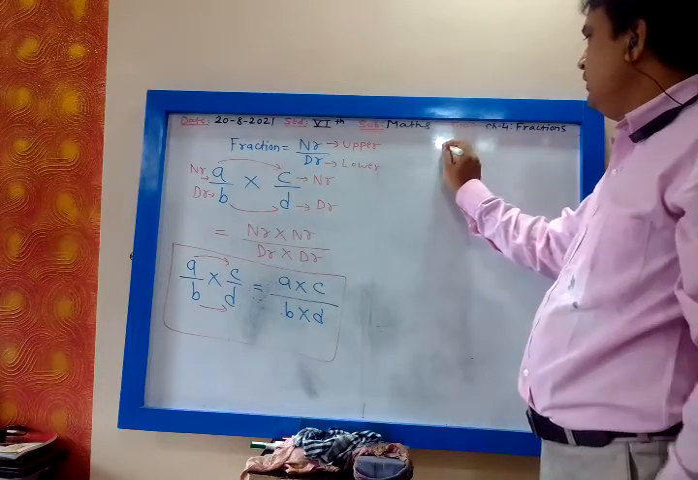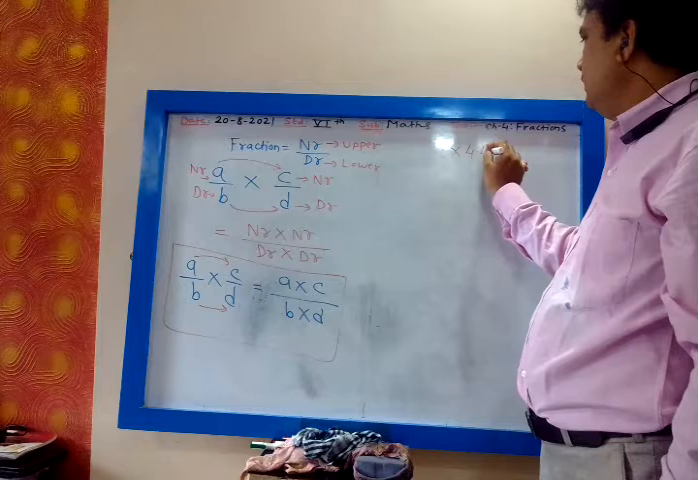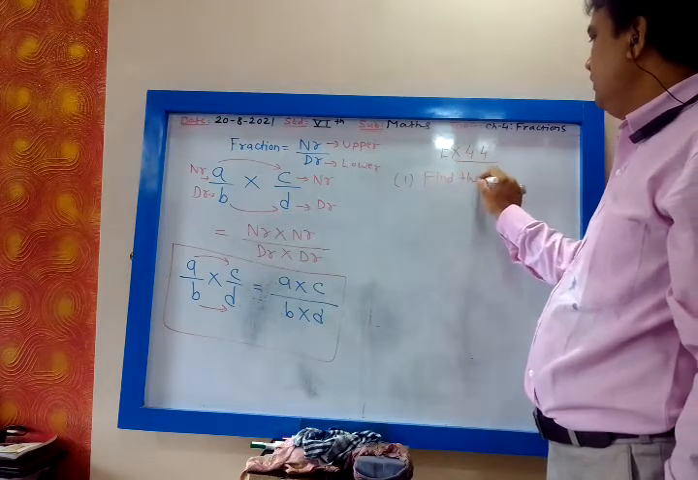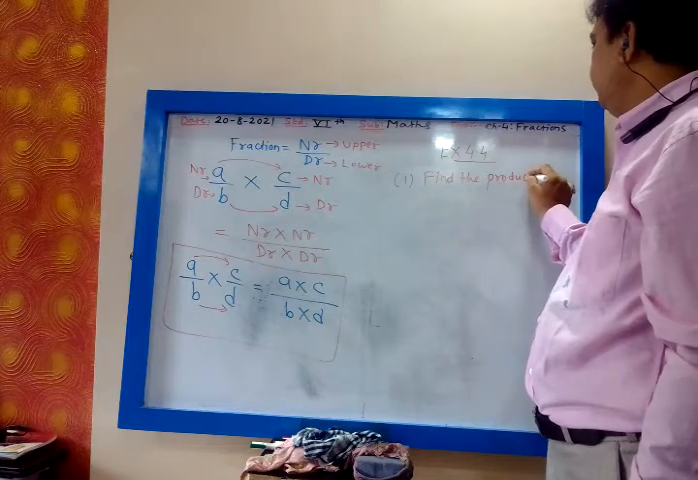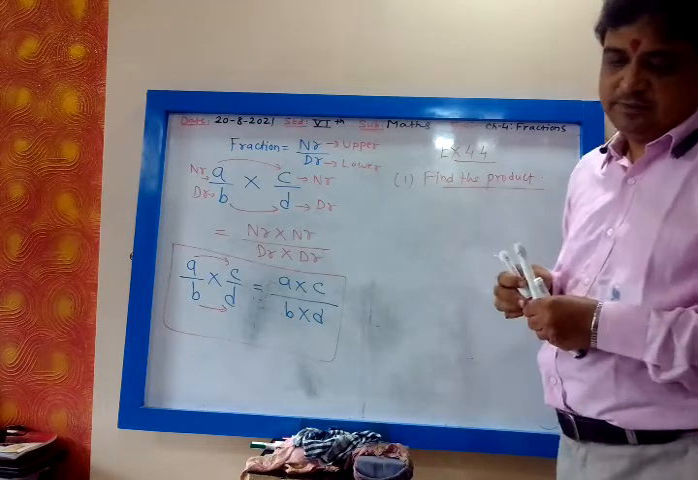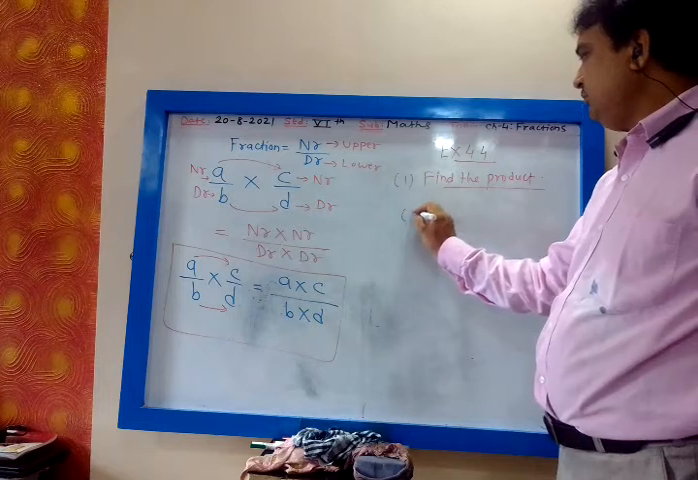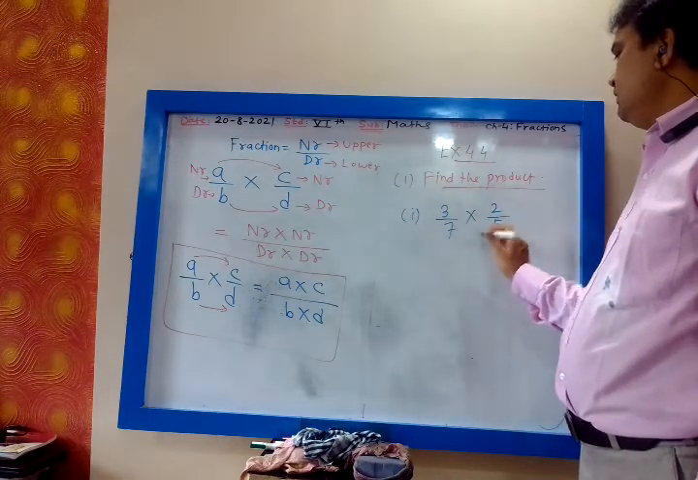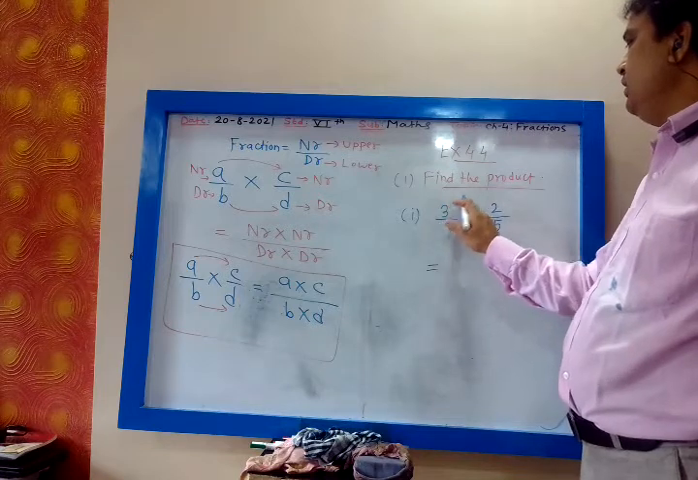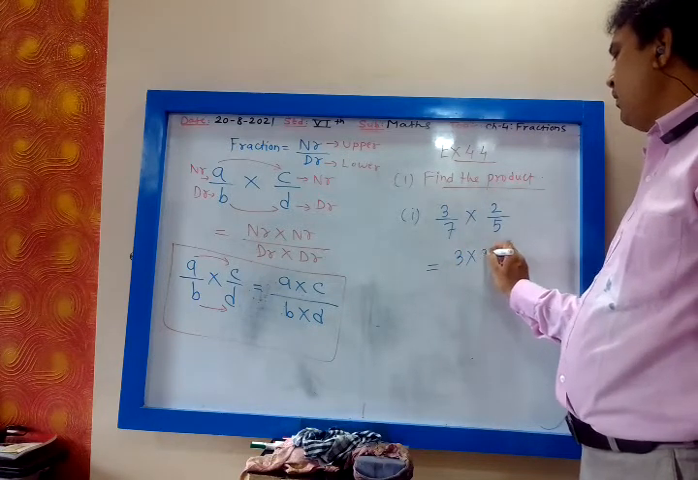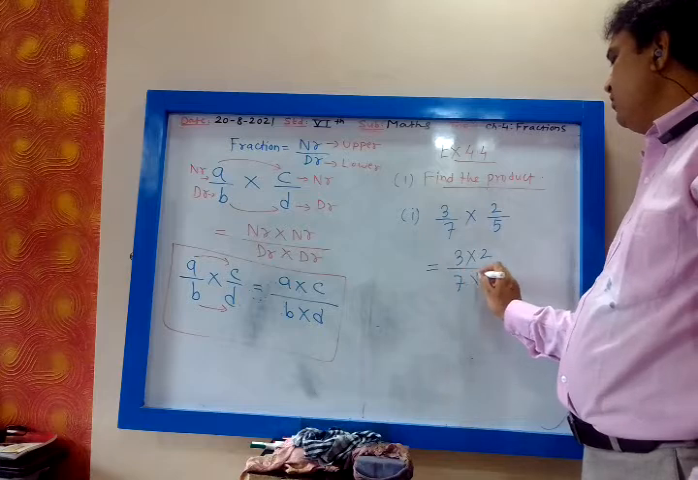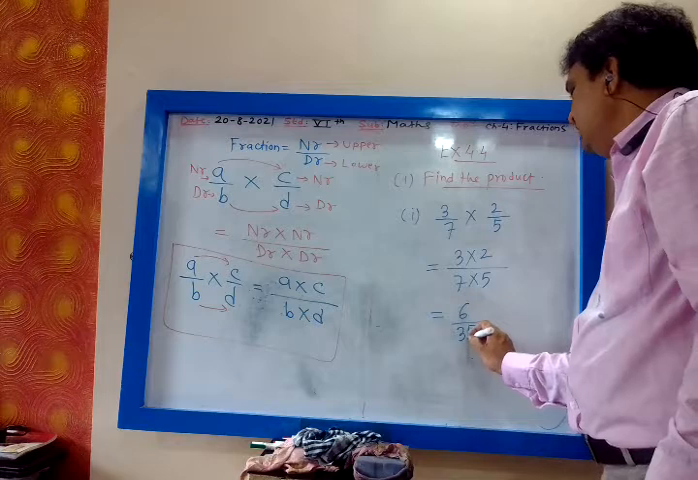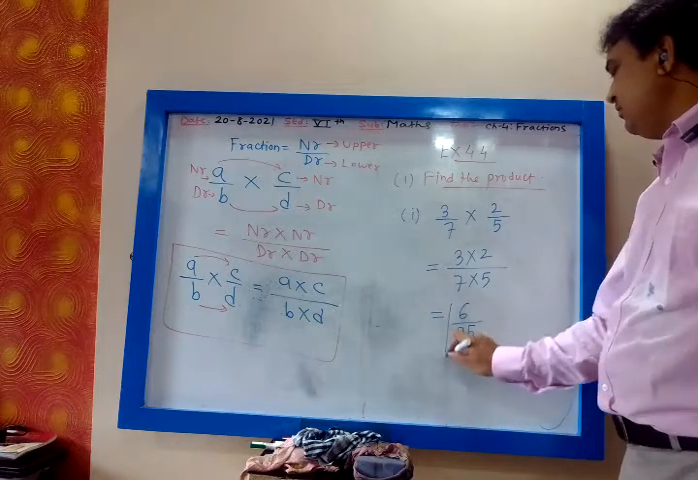Exercise 4.4. Find the product. Product means multiplication. 3 by 7 into 2 by 5. So multiply numerator to numerator. Numerator is 3, numerator is 2. 3 into 2 upon 7 into 5. 3 2s are 6 upon 35. And this is the answer. 6 upon 35 is the answer.